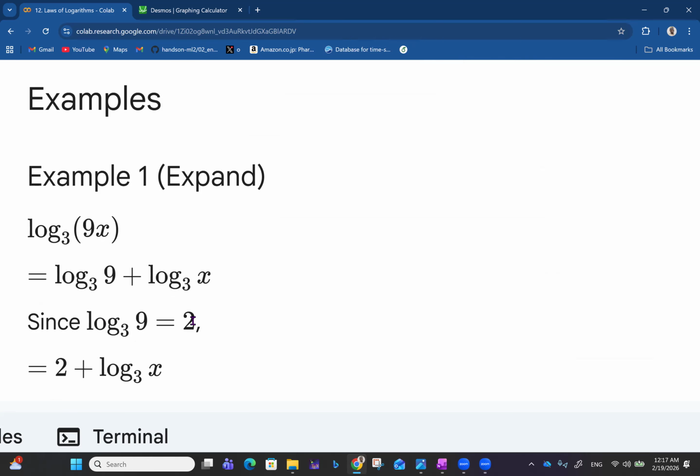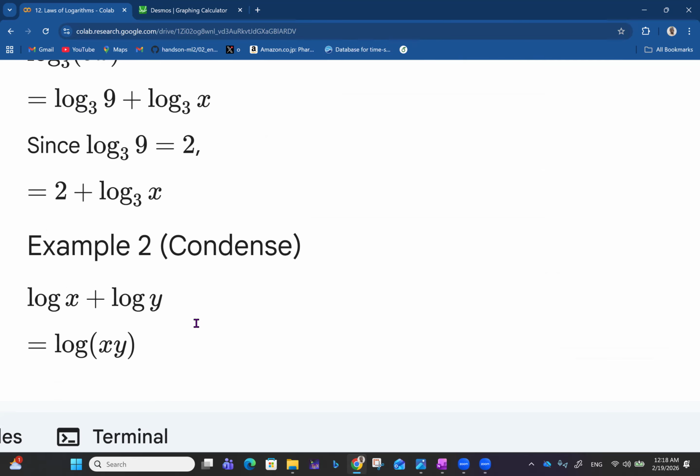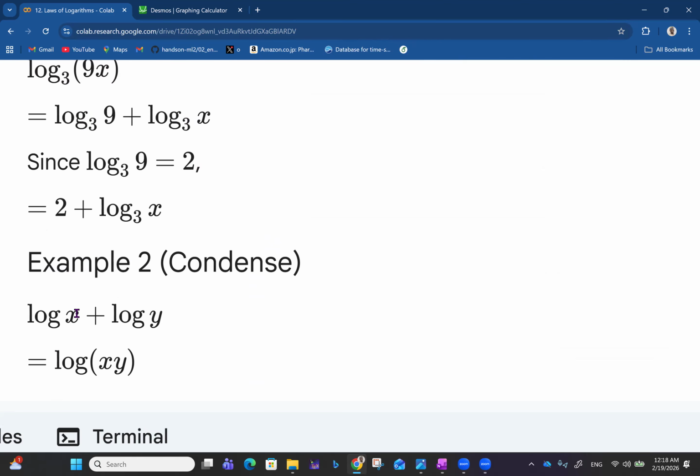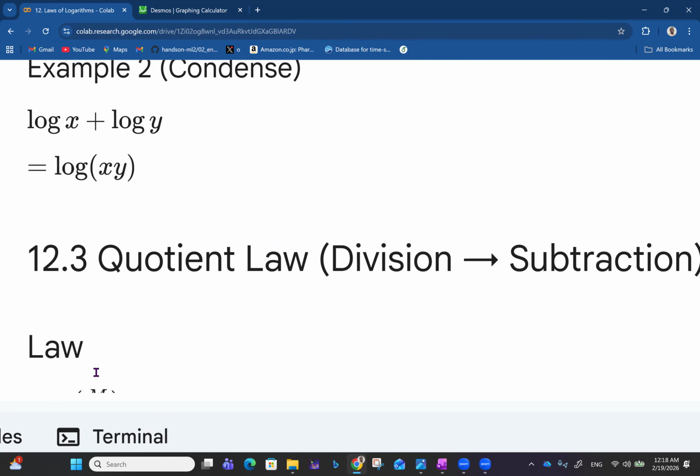We have not dealt with this law, but we are going to talk about it soon. Very, very soon we're solving more comprehensive problems. So you can expand, you can condense. If you have log x plus log y, that's the same thing as log xy. Of course, if you don't say the base, that means you're talking about base 10. So you can of course say this is log xy, log x times y.